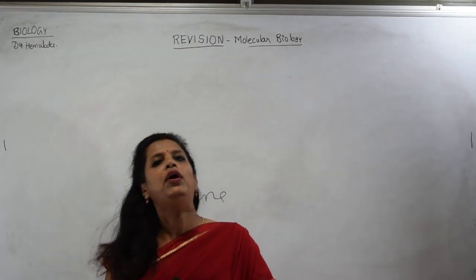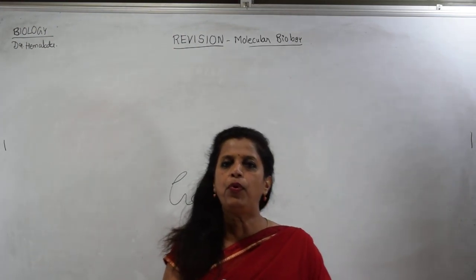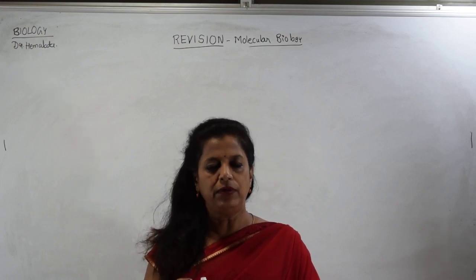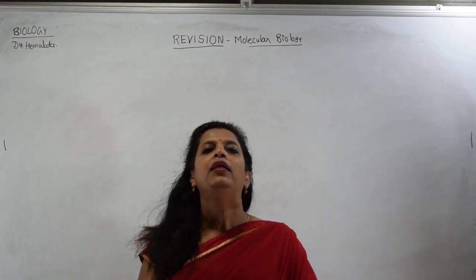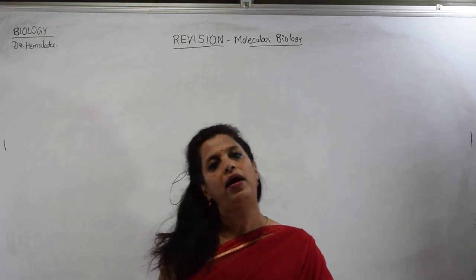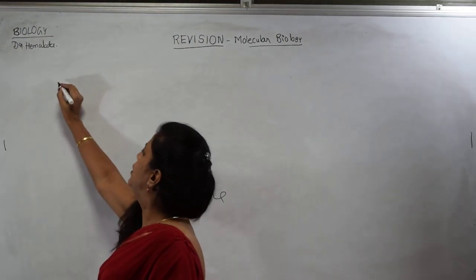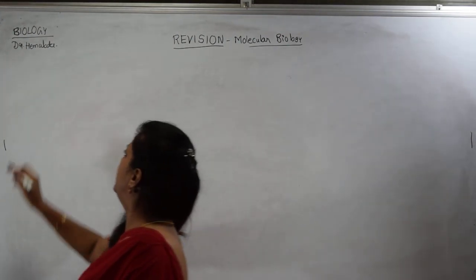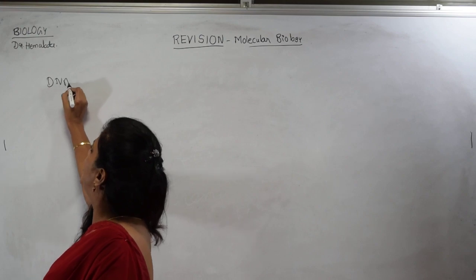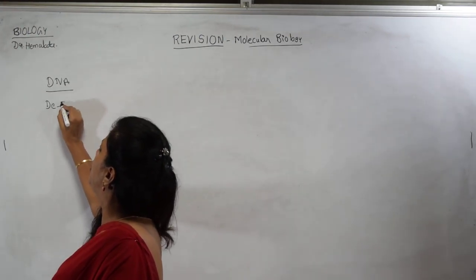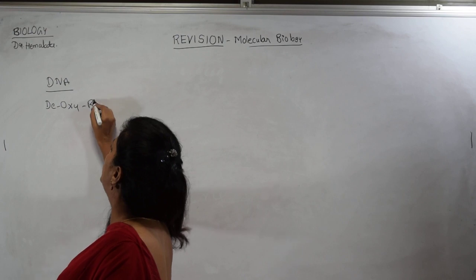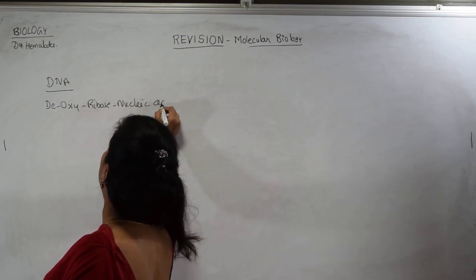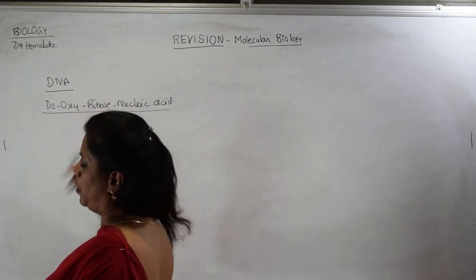Then, what we started with in molecular biology, the important macromolecule of the cell is the nucleic acid, the DNA and RNA, right? Then, what do DNA and RNA consist of? So, let me give you one small revising thing, that is about the DNA. What is that? DNA is nothing but deoxyribose nucleic acid. Okay, what is it made up of?